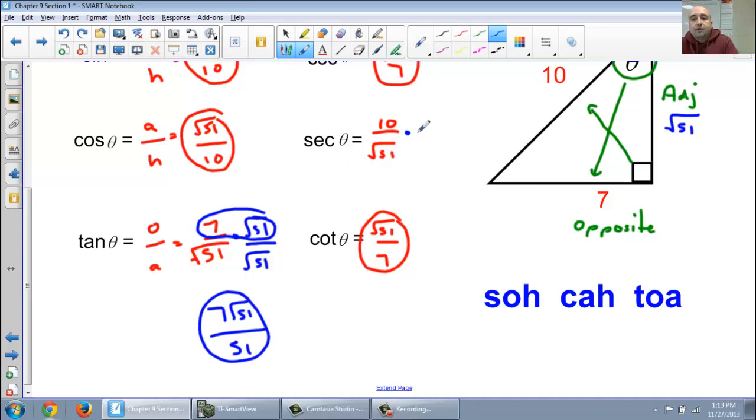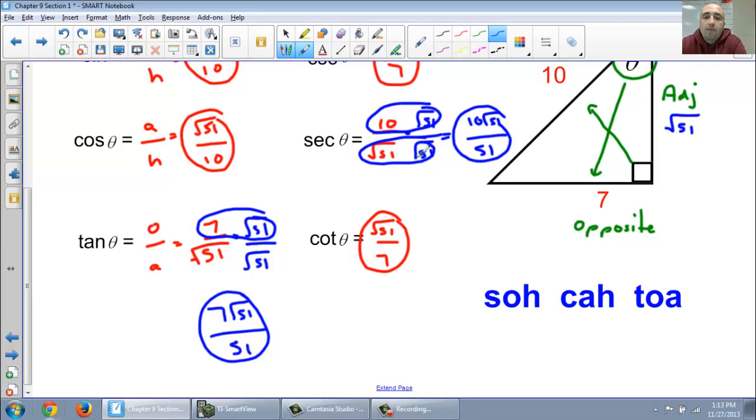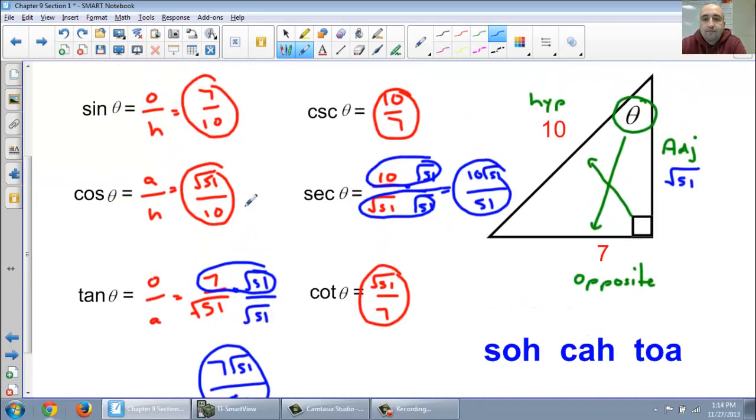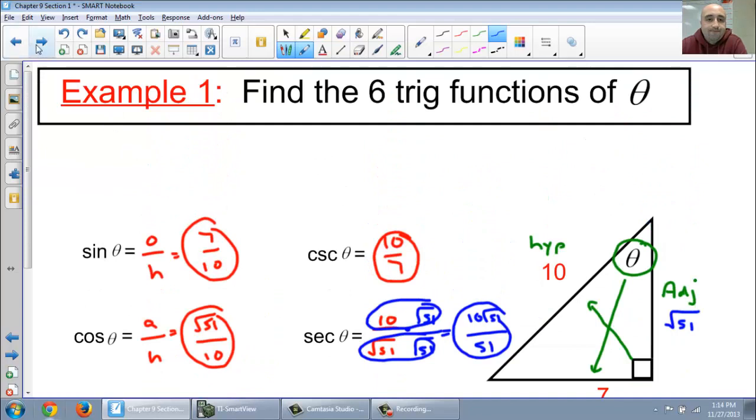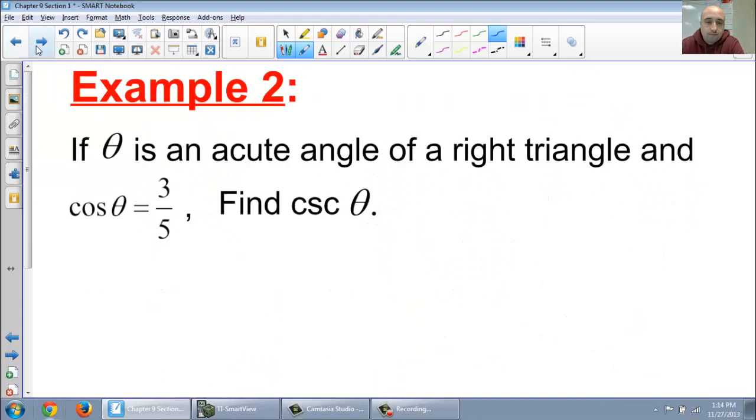And then I do the same thing with this one. I multiply by root 51 over root 51, and I get 10 root 51 over 51. So remember, you multiply fractions straight across. That's how I'm getting these numbers. So there are my 6 trig functions. Okay? And if any of these fractions could ever be reduced or simplified, you definitely need to do that. You can't leave it. Okay? So that's example 1.